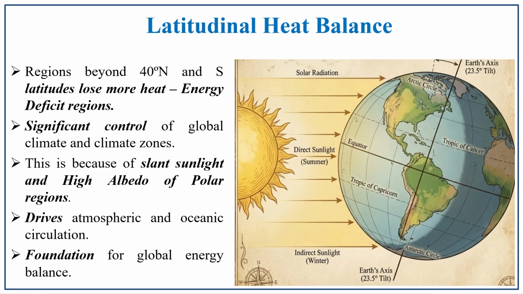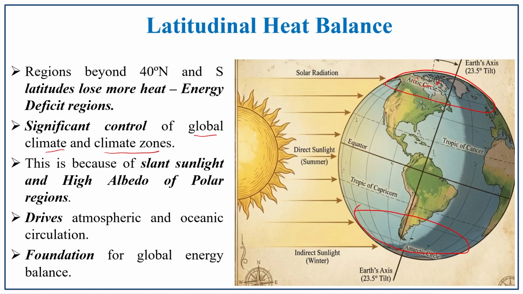And from 40° north and 40° south towards the poles, that region, approximately this region and down to the south pole this region, is the energy deficit region. So, these two imbalances are there in the latitudes. This is significant in controlling the global climate and climate zones. This is the most important factor which controls them.